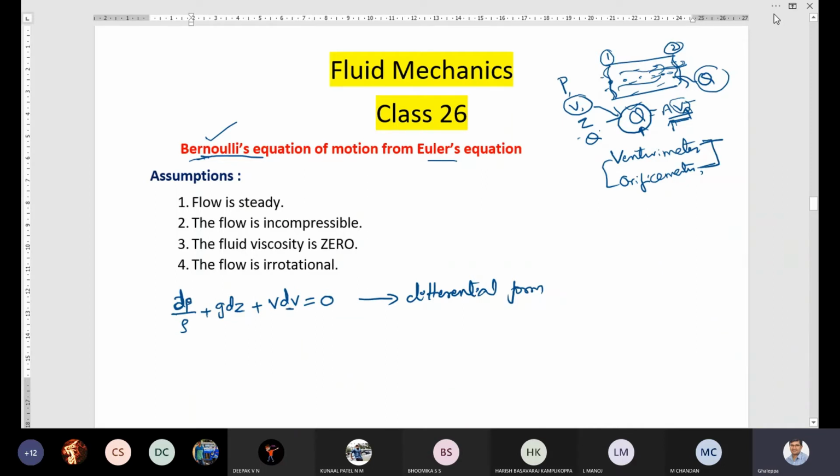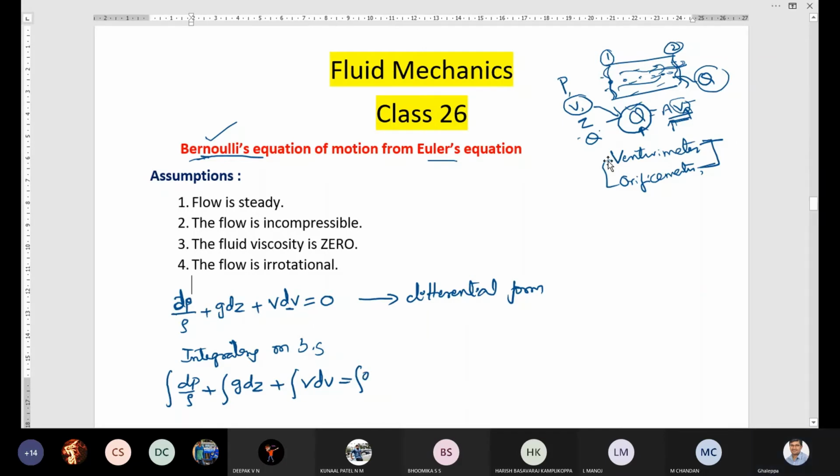I don't want the differential form. I need the exact pressure at a particular point. For that reason, I need to do integration on both sides. So the integration of dP by rho plus the integration of g dz plus the integration of V dV is equal to the integration of some constant, so 0.